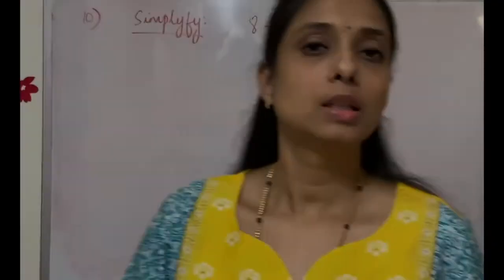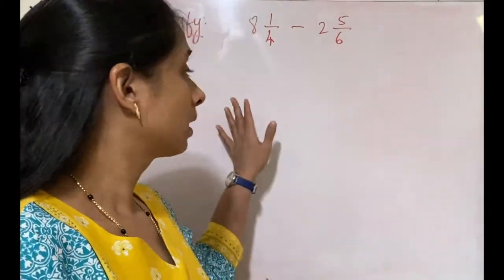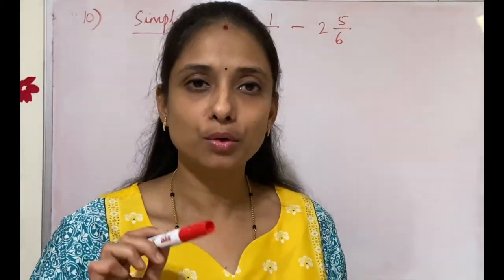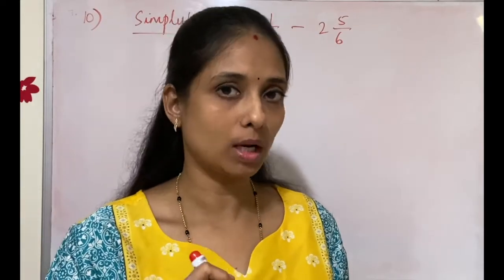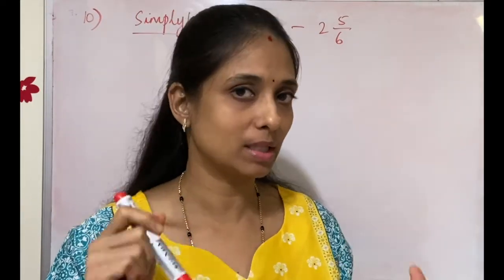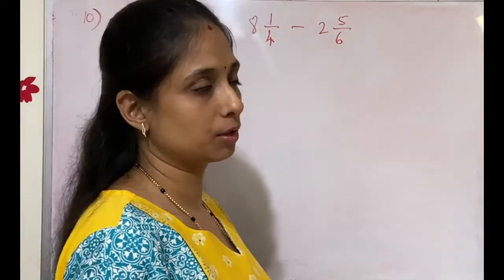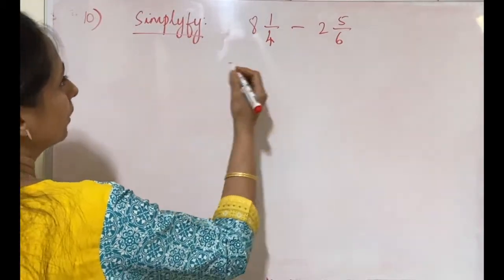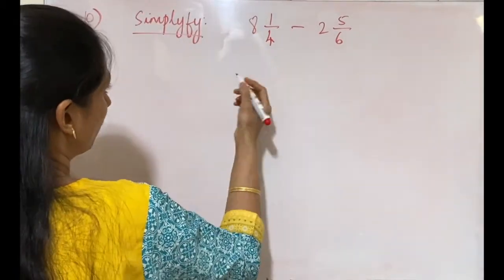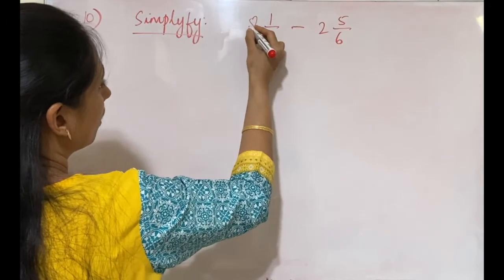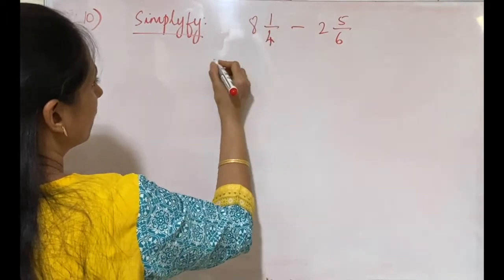Okay. Now let's do another problem. This problem, I want you to try in method 1 and tell me what happens, please, in the comment section. I'm going to do method 2. Okay. So what should we do? First convert it into an improper fraction. So 8 into 4 is 32. 32 plus 1 is 33.